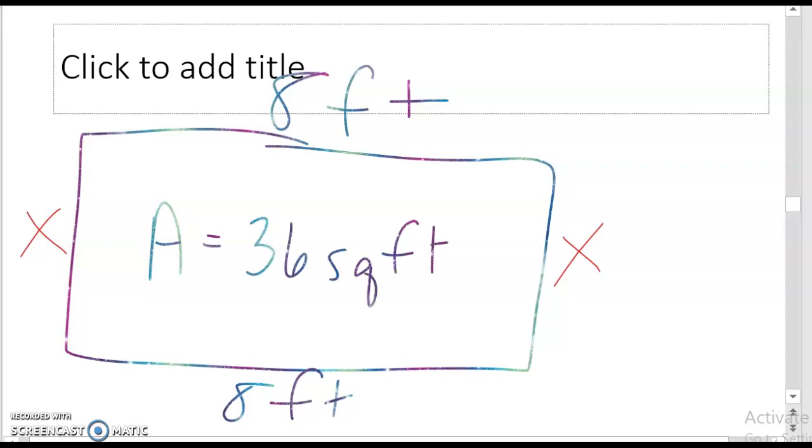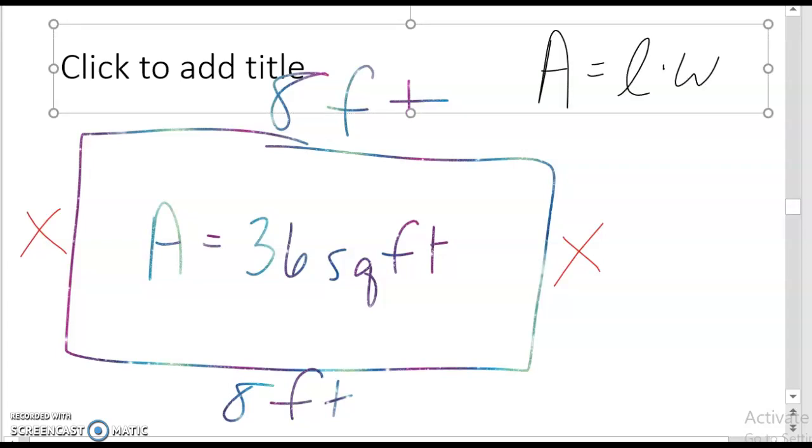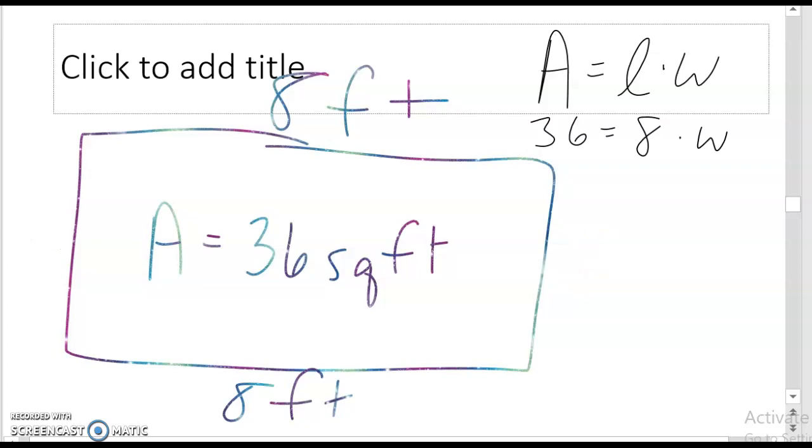So this is where you have to stop and say, okay, I have a rectangle. I'm talking about area. What is the formula for area of a rectangle? Well, area is length times width. Okay, great. I know my area, I know my length, so I can work backwards to find my width. So area is 36, the length is 8, and my unknown width. Let's just go ahead and be consistent here. Let me get rid of these.